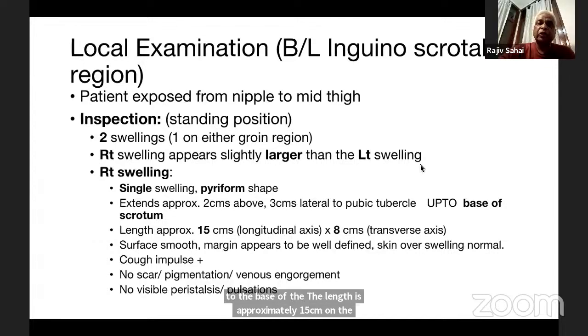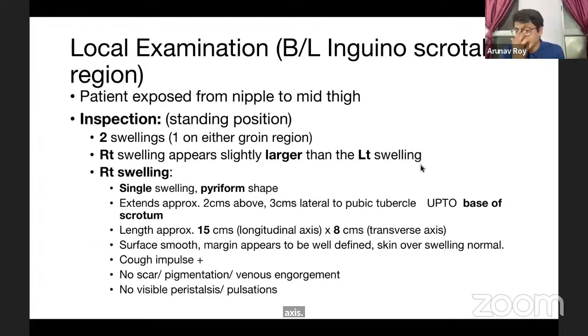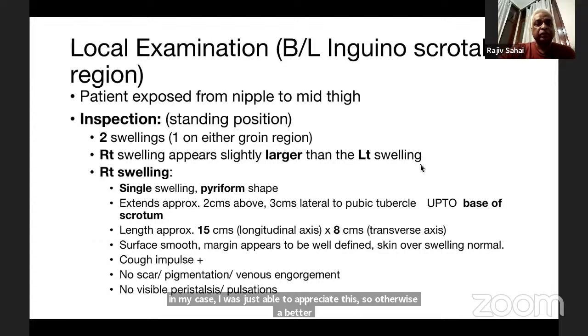On inspection, how do you know where the pubic tubercle is? Can you see the pubic tubercle? Sir, in my case, I was just able to appreciate this. Otherwise, no, you cannot. In your case, also, you cannot. Don't make it an exception. You can't see the pubic tubercle, please.